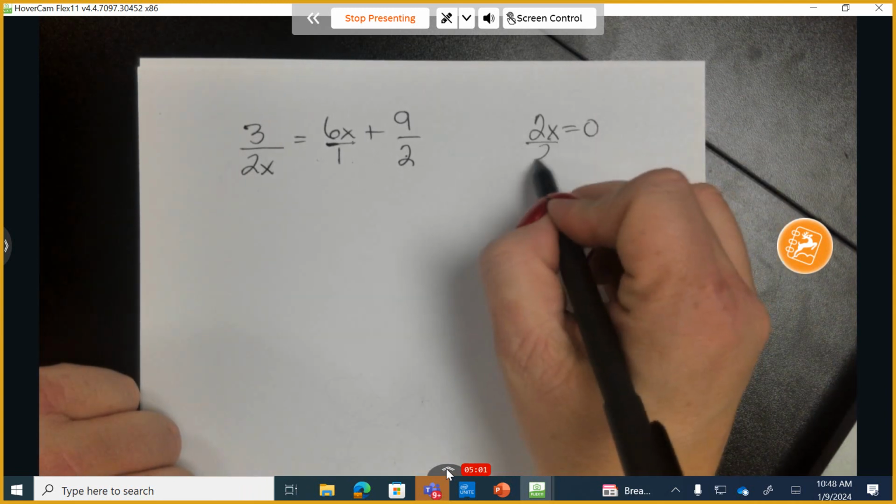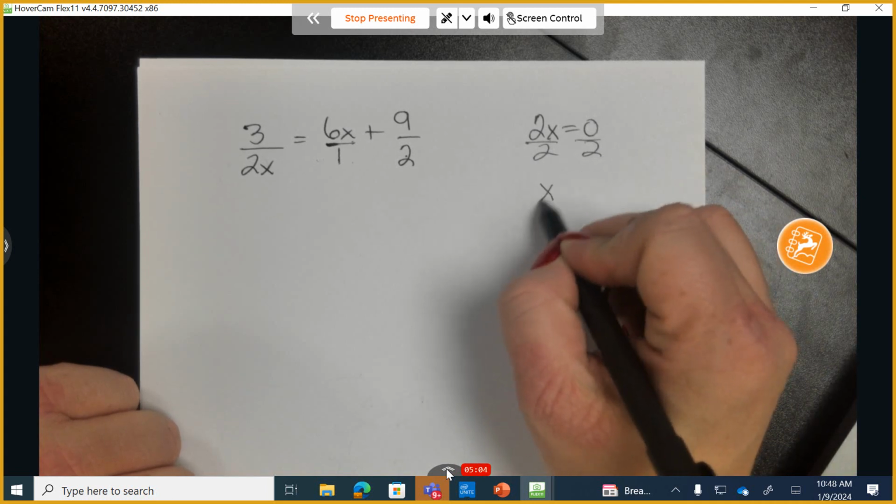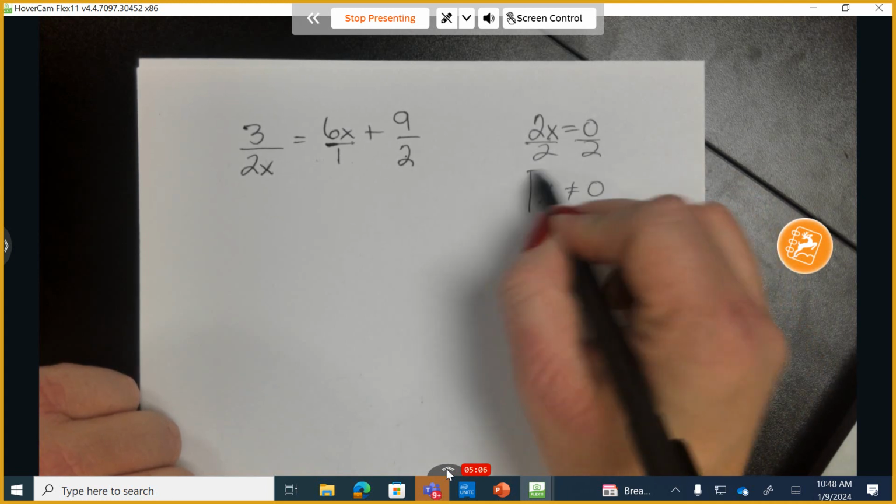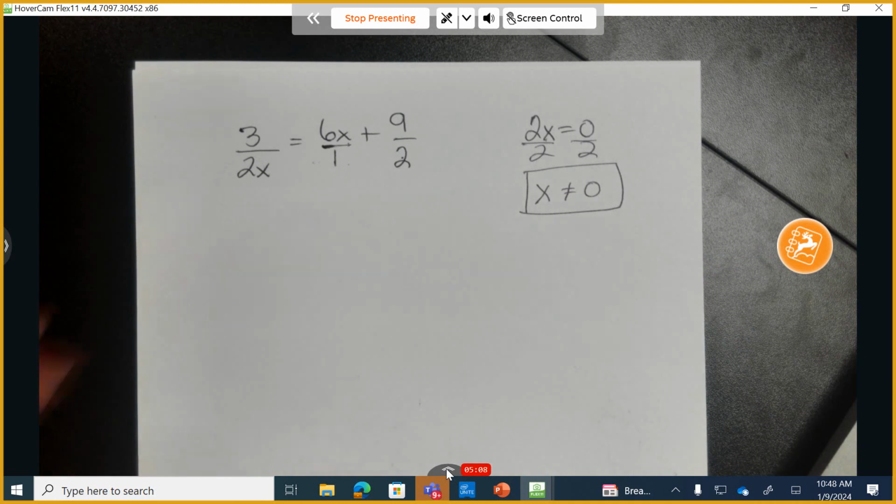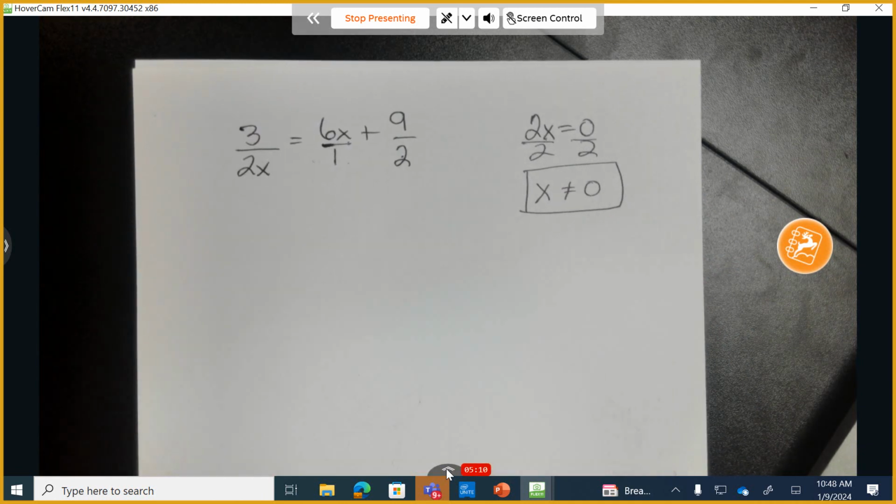To isolate the x, I divide by 2, and 0 divided by 2 is 0. So x cannot equal 0. So just like example 1, I'm going to do all the math, and then I have to make sure that the answer I select is not 0.